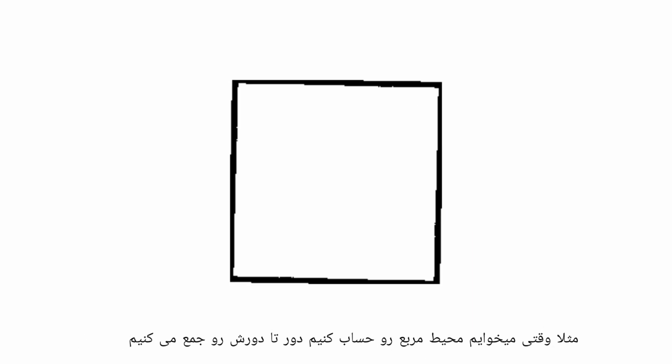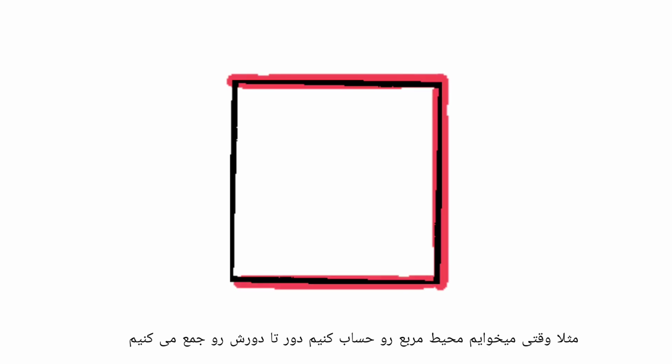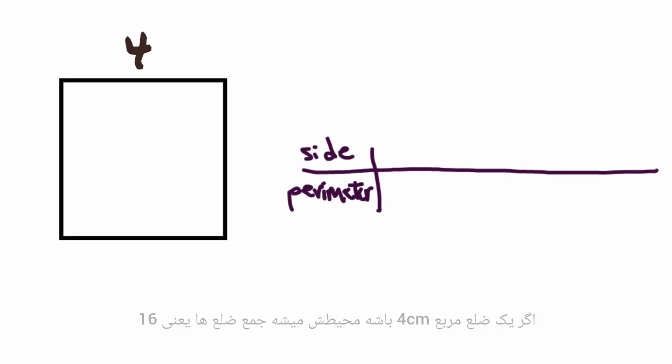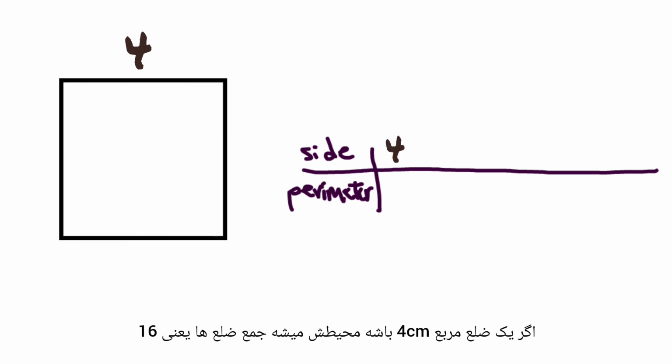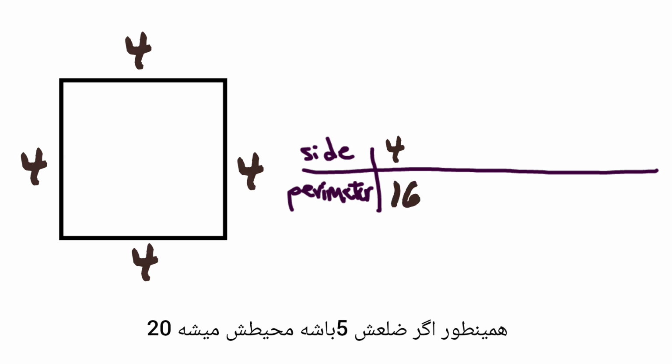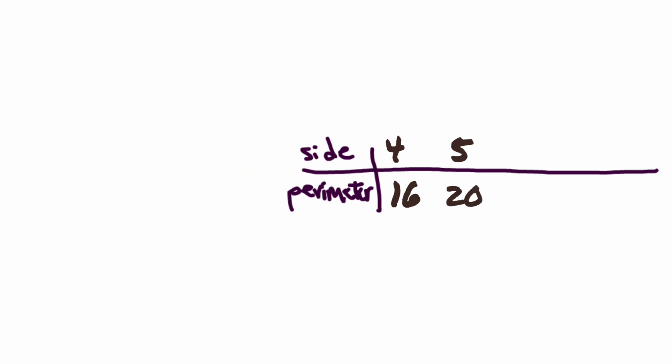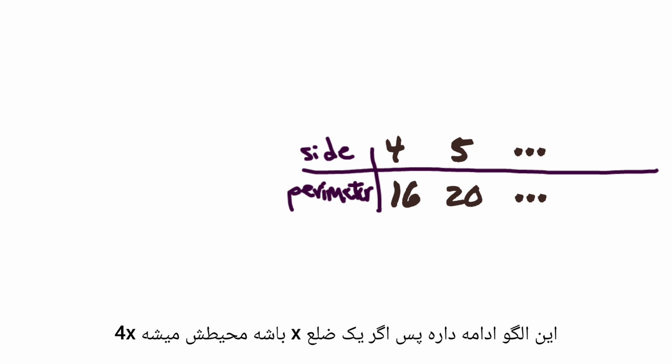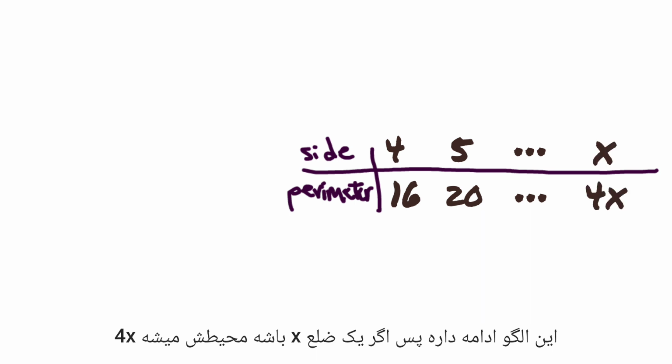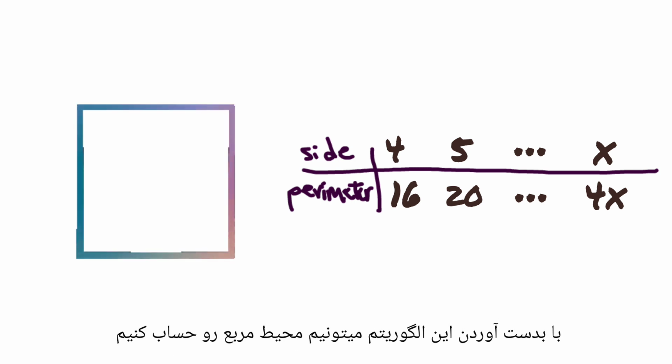For instance, when finding the perimeter of a square, we can easily determine the total distance around it. If one side of the square measures 4 centimeters, we can add up all 4 sides to get a total of 16 centimeters. Similarly, if the side measures 5 centimeters, the perimeter would be 20. This pattern continues, so if we take a side length x, the perimeter would be 4 times x. This algorithm allows us to efficiently calculate the perimeter of a square.